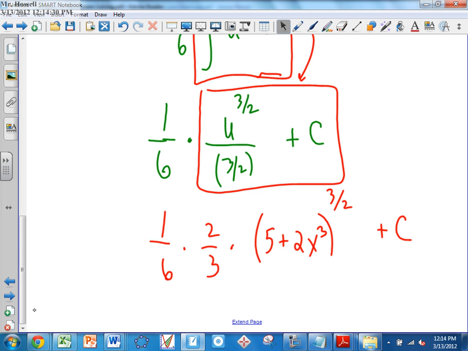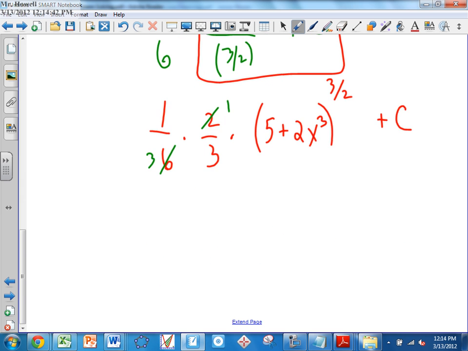How did I do this to this? Yeah. Because dividing by 3/2 is the same as multiplying by the reciprocal. The reciprocal of 3/2 is 2/3. This reduces, right? Reduce, reduce. This becomes a 3 and a 1. So your final answer is really this whole thing over 9.